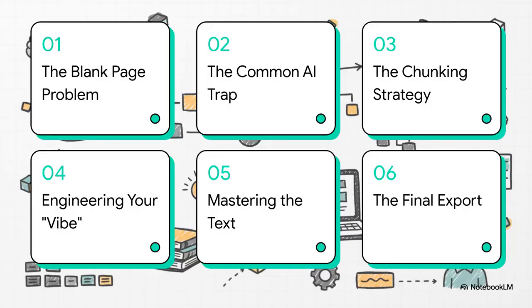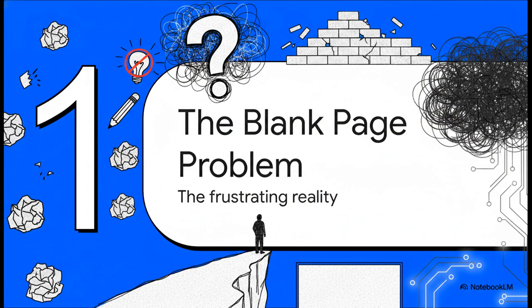All right, so here's the game plan. We'll start with that classic blank page problem. Then we'll look at a super common trap people fall into with AI. After that, we get to the good stuff. The chunking strategy, how to basically design your course's vibe, how to master the text, and finally, the crucial last step, the export.